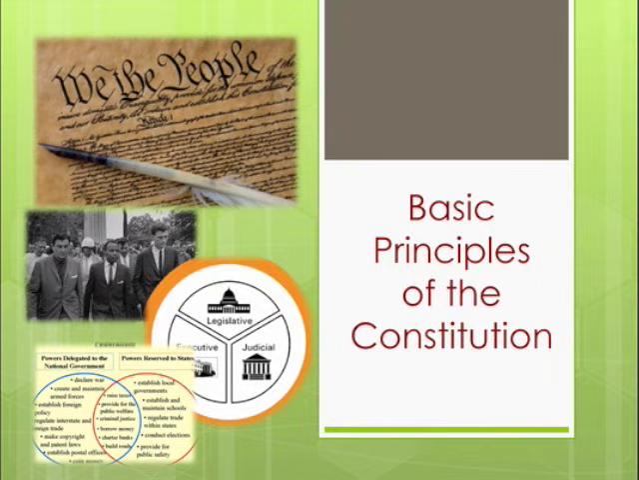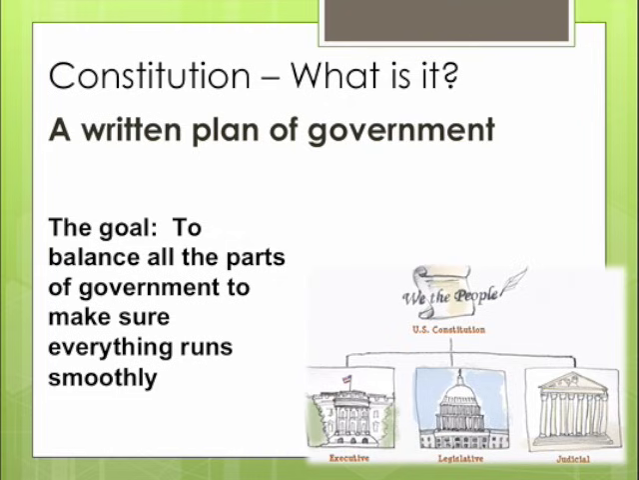So let's get going. A couple of things that we're going to have to define, first of all, are things like constitution. And what is it? Well, it's a written plan of government. The goal of a constitution, then, is to balance all the parts of government to make sure everything runs smoothly, including the different branches of our government.